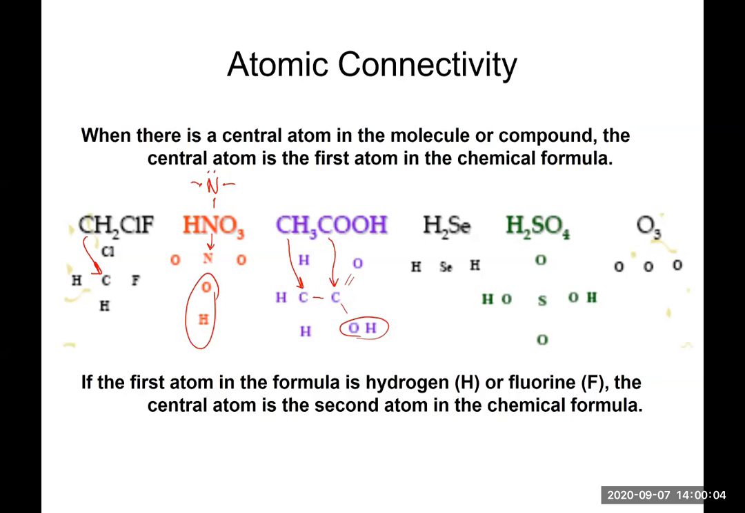The next one, we have 2 hydrogens there. So the selenium is going to be our central atom flanked by 2 hydrogens. And then the next one, because hydrogens are first and we know they have to be terminal, sulfur has to be the central atom flanked by 4 oxygens. And then again, you notice the hydrogens are hanging around with the oxygens. They have to be terminal. And then lastly, we have ozone, 3 oxygens. And so one of those oxygens is going to be central, and it will be flanked by the other 2.